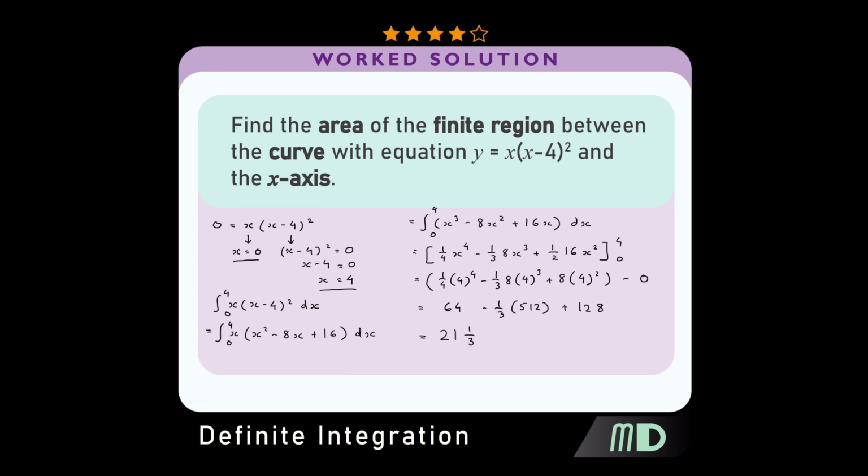So the area of the finite region between the curve and the x-axis, and the answer to this question is 21 and 1/3.